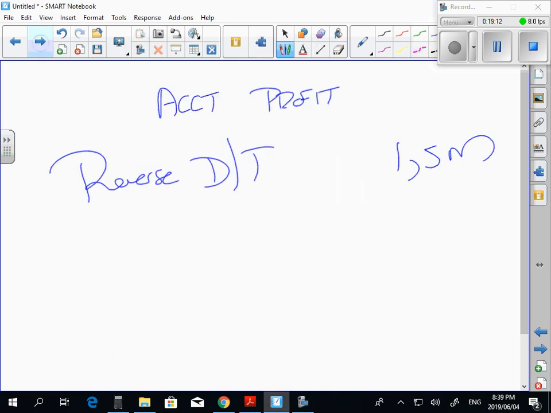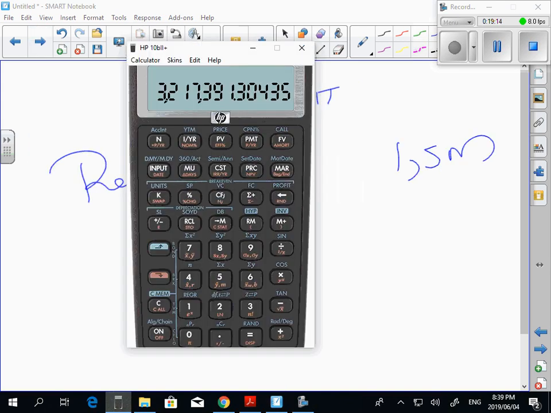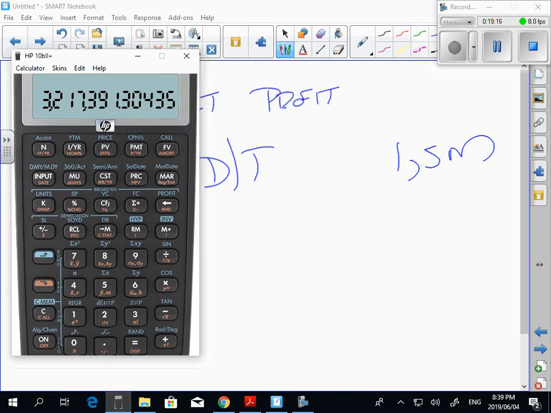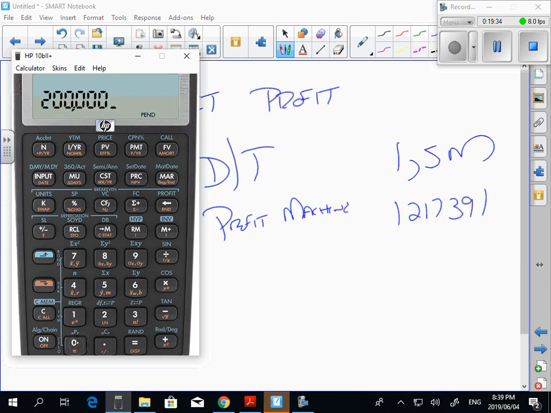Book value is 2 million. So my accounting profit is minus 2 million. It's going to give me 1,217,391, and that is going to be my accounting profit on sale of machinery. Are you guys comfortable with that? Cool.